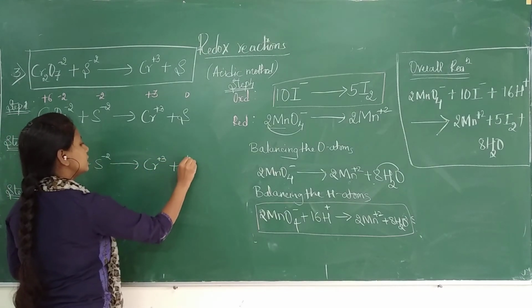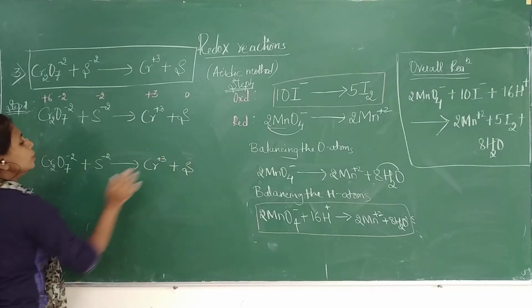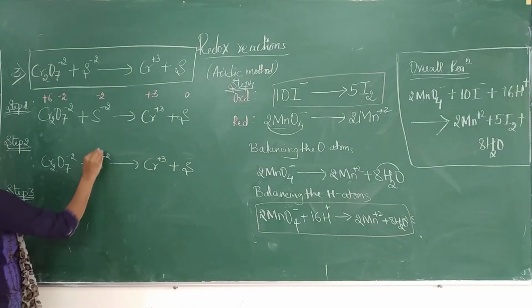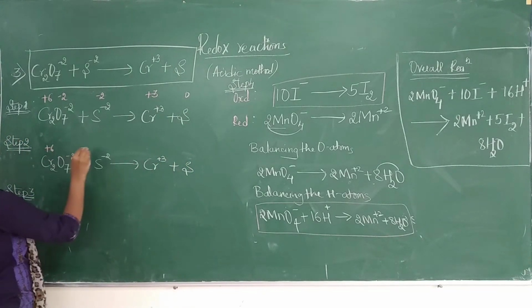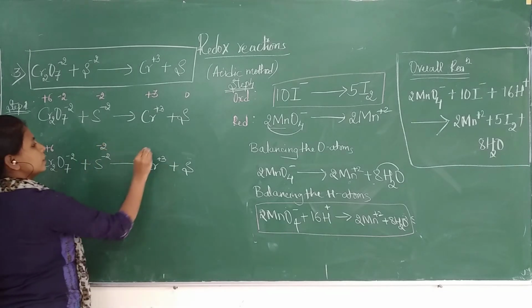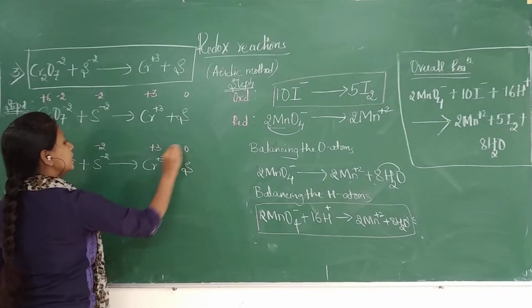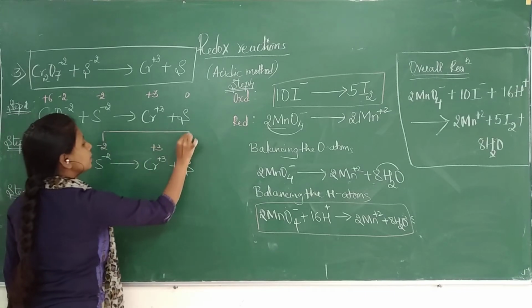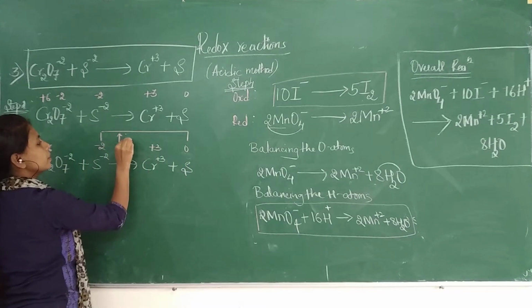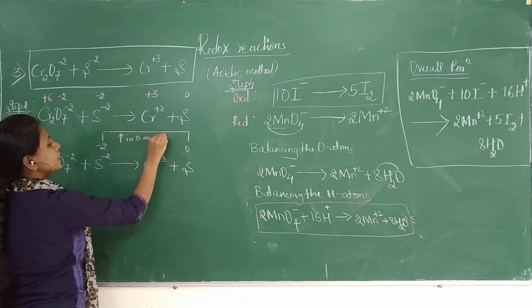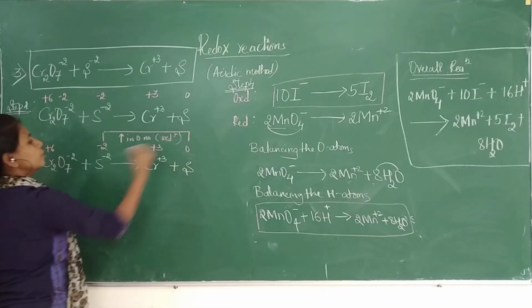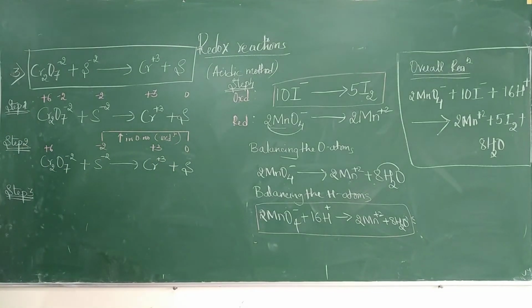Sulfide, which has turned to sulfur. S minus 2 goes to S 0. So as there is an increase in the oxidation number, you are considering it as an oxidation. Okay. Next, where is a reduction?